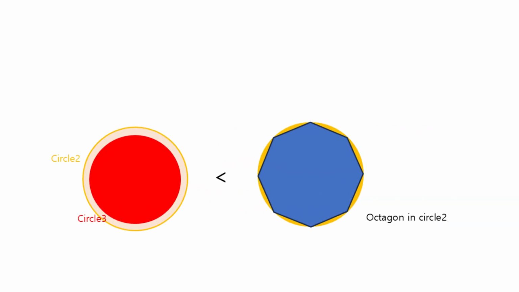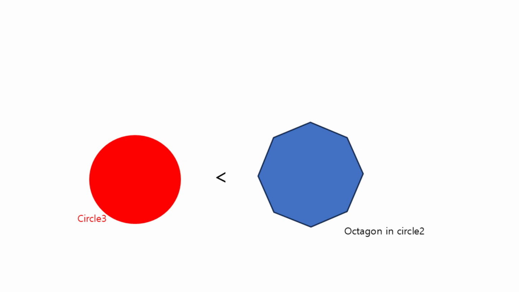By continuing this process and increasing the number of sides, we eventually reach a point where dn becomes smaller than d. For convenience, let's assume that d2 is already smaller than d. Since the difference in area between the octagon and circle 2 is smaller than the difference between circle 2 and circle 3, it follows that the area of the octagon must be greater than the area of circle 3. But now we have a problem.